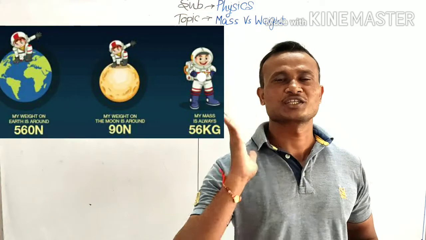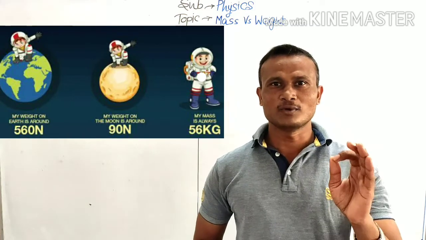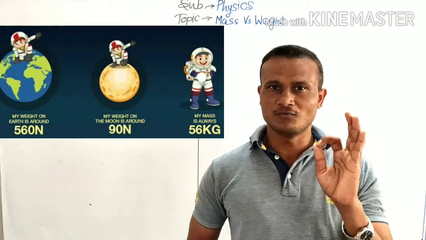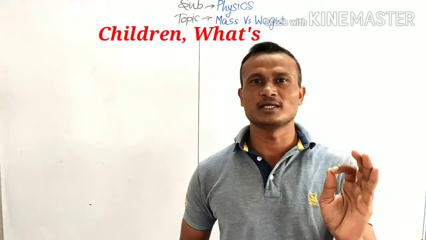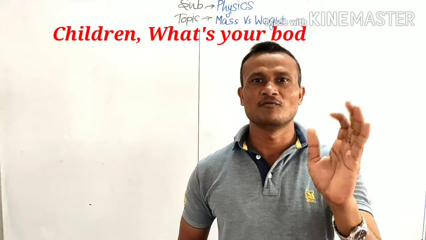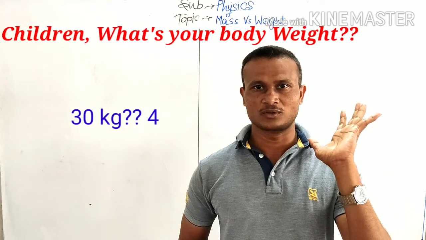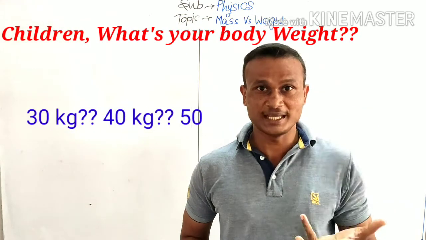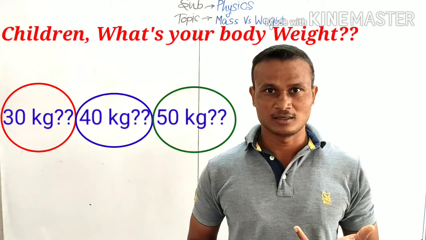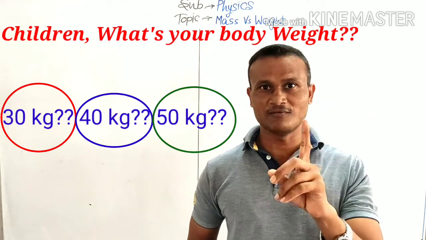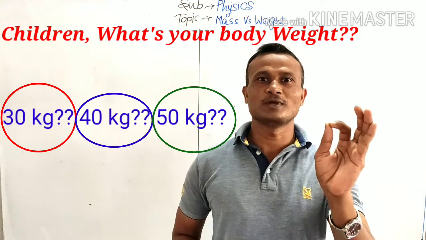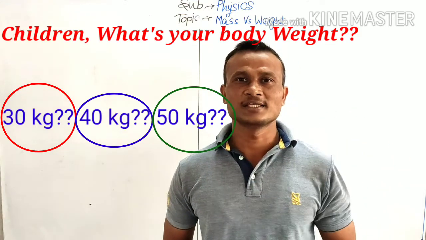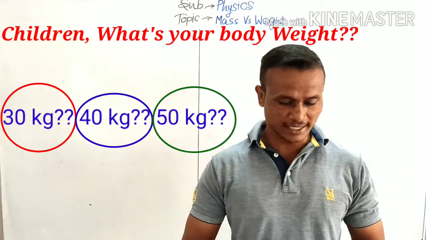तो I have a question to you. My question, you need to think well, and then you have to respond. My question is, what is your body weight? 40 kg, 50 kg. Are you sure your body weight is 40 kg? So today we decode the difference between mass and weight, and let's proceed further.